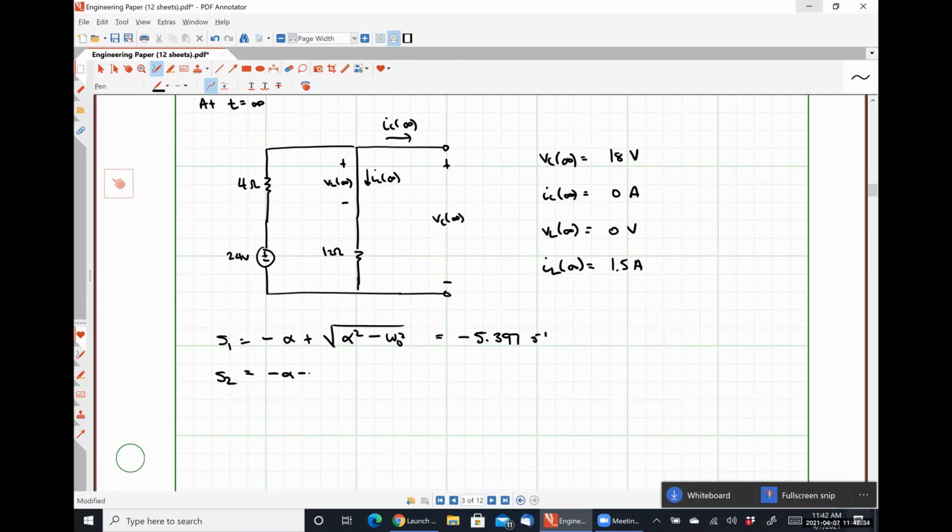S2 is negative alpha minus the square root of alpha squared minus omega naught squared.